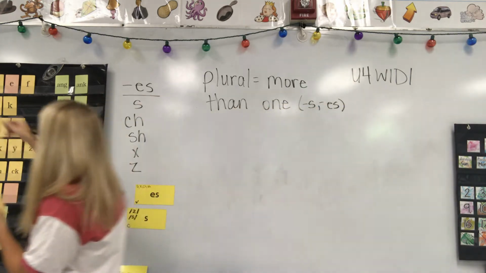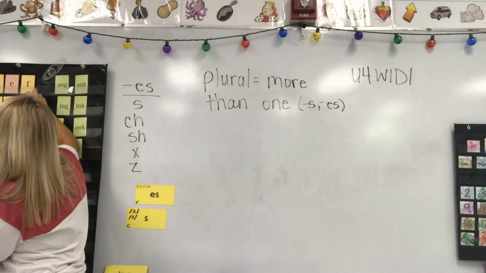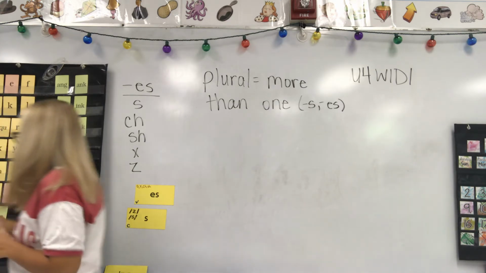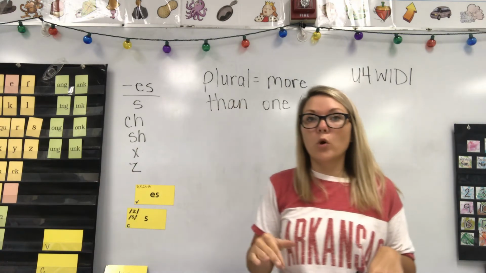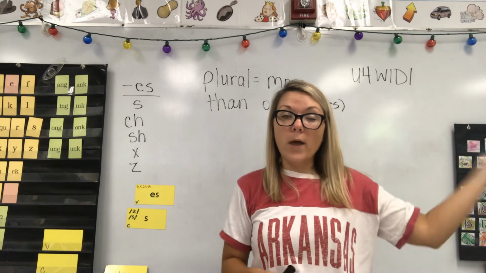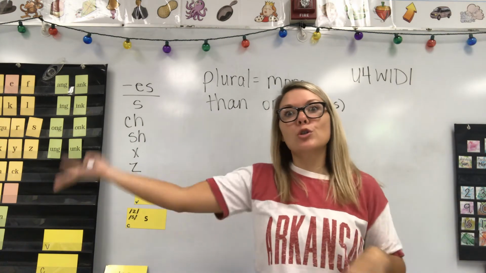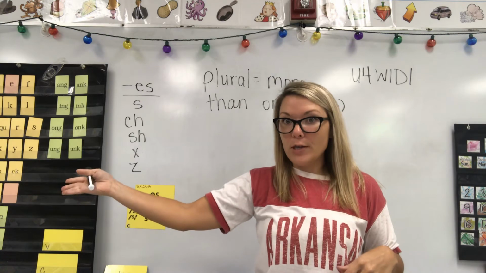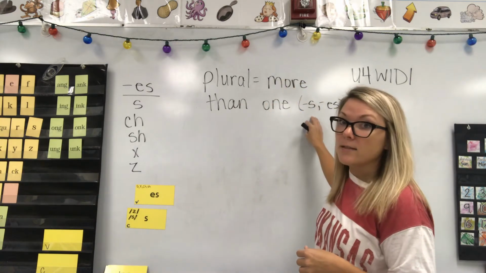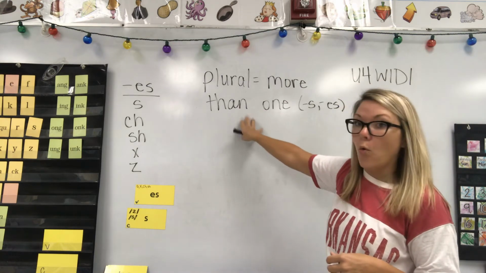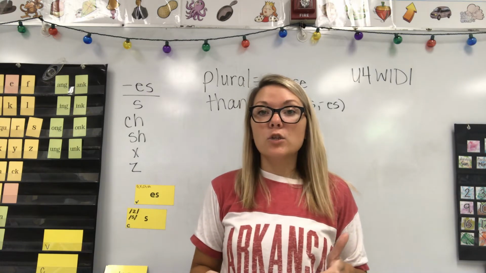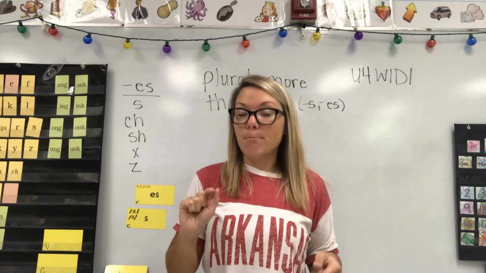Let's try one more before we move on. Okay, so now I want to make the word benches. Benches. Okay, there's one bench over here, but there's two benches over here. Okay, because it means more than one. ES is a plural suffix, so it's more than one. Okay, so my word is benches, so I need to find my base word, which is bench.